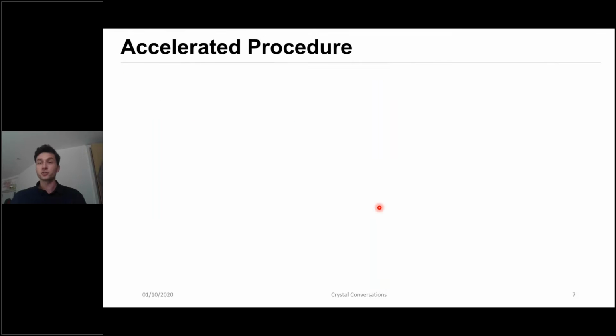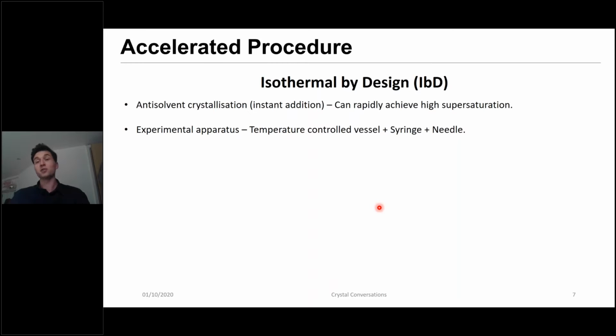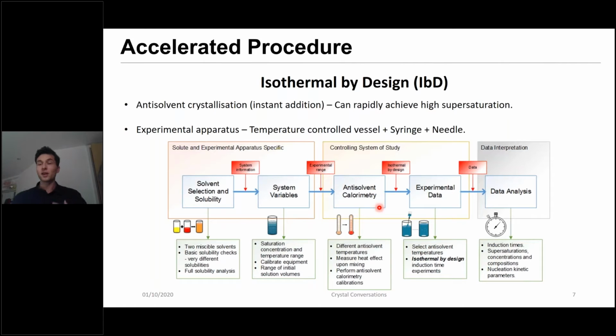So what I'm going to introduce to you now is a method I developed called isothermal by design. Unlike this temperature jump method, it works through anti-solvent crystallization, where an anti-solvent is added instantly to a system to achieve rapid high supersaturations. And it's quite a simple procedure. At the minute, all you need to do this is a temperature controlled vessel, a syringe and a needle, very, very basic lab equipment. And through this, I developed a workflow for standardized testing.